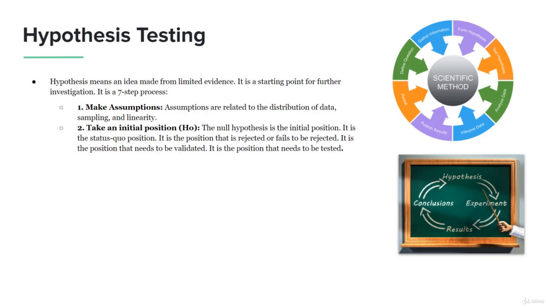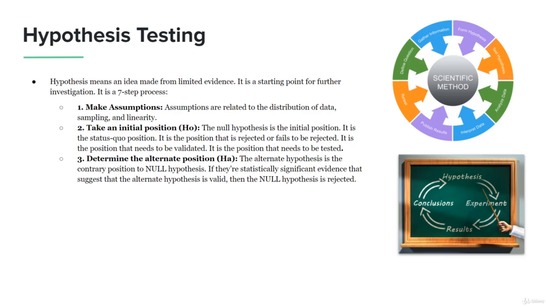And so then we take the initial position. This is the H0. The null hypothesis is the initial position. It is a status quo position. It is the position that is rejected or failed. This is the position that needs to be validated and actually tested to make sure that it's true, right? And then determine the alternate position. Step number 3: the alternate hypothesis is the contrary position to the null hypothesis. If there's statistically significant evidence that suggests that the alternate hypothesis is valid, then the null hypothesis is rejected.